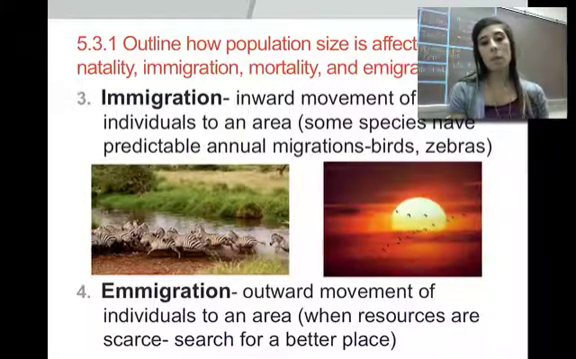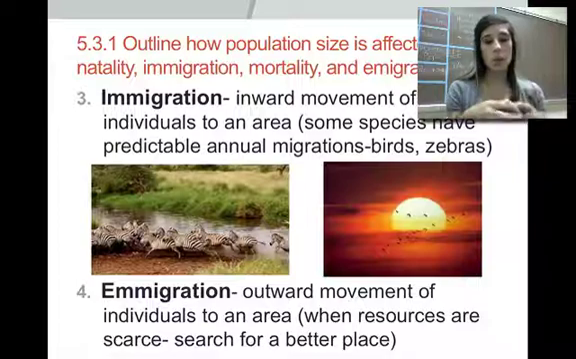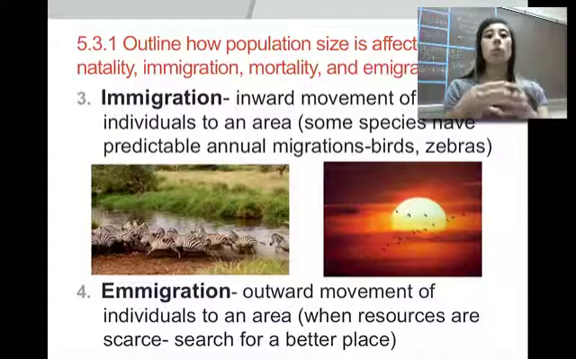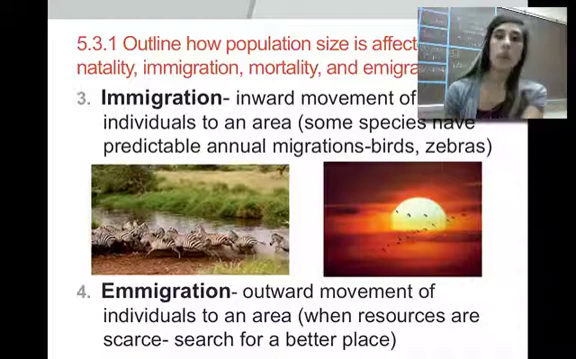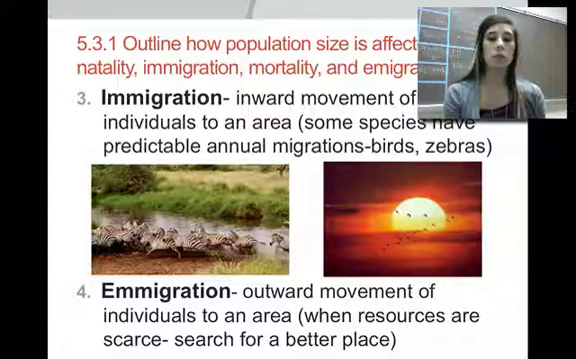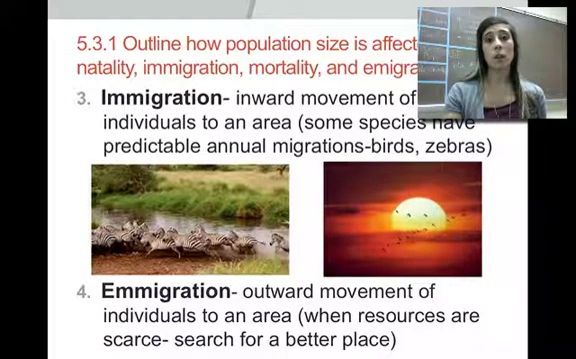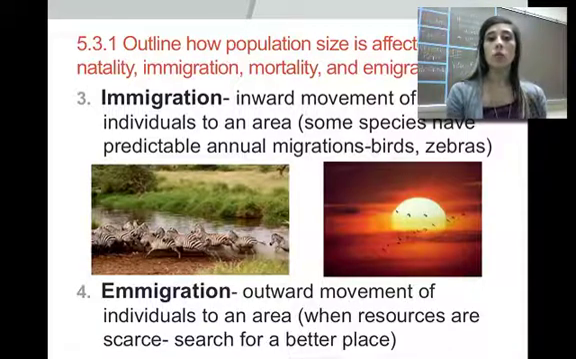And then lastly, emigration with an E. Emigration is the outward movement of an individual from an area. So the individual is leaving one area and moving out. So my mother had immigrated to America with an I, but she emigrated with an E from the Philippines to America. And sometimes this happens when the resources are scarce because certain species have depleted their resources, predators have come along, or another animal has competed for those resources and now they have to emigrate and move to a different area.